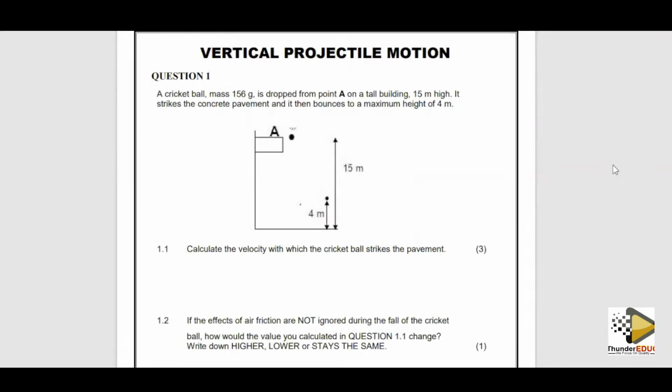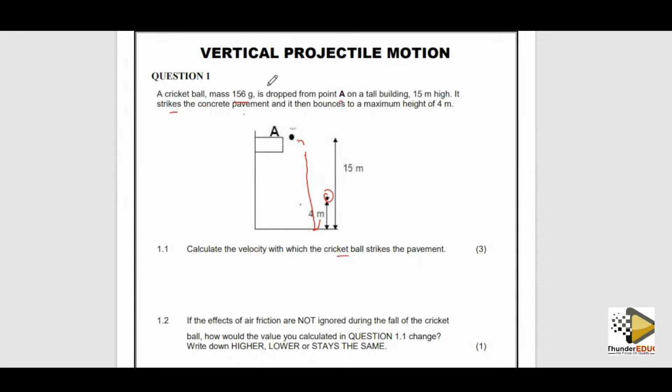Question number 1. We're told that a cricket ball of mass 156 grams is dropped from point A on a tall building that is 15 meters high, and then it strikes the concrete pavement and bounces off. So this object is dropped, it falls, hits the floor, and then bounces off to a maximum height of 4. Then they're asking us to calculate the velocity with which the cricket ball strikes the pavement.